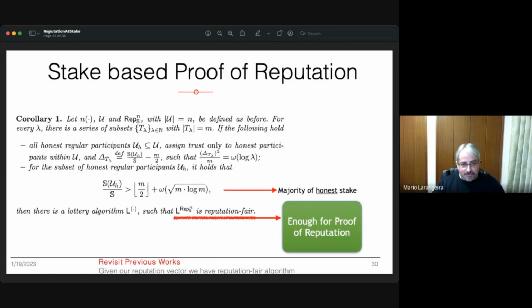Here is the last one, with the heavy part. Again, you see that they all look familiar, specifically the second bullet, because that's the stake. If the aggregation of honest stake in the overall is bigger than that value, you can actually have this fair lottery algorithm. And if you have the fair lottery algorithm, then you can have proof of reputation. Again, this is just by looking at the concrete reputation vector that we have from the delegation framework.